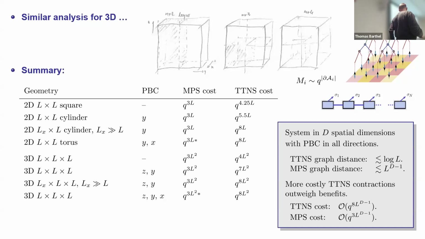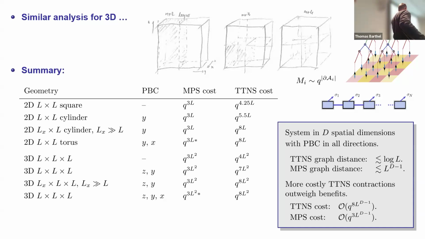If you have open boundary conditions, then I think it's conceivable that there could be some competition if the polynomial prefactors are really large for the MPS. Can you not even come up with a geometry where the trees work? Would it work in a tree? Yeah, in a tree it works, yeah.